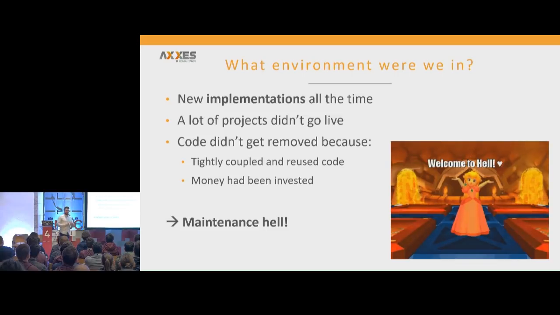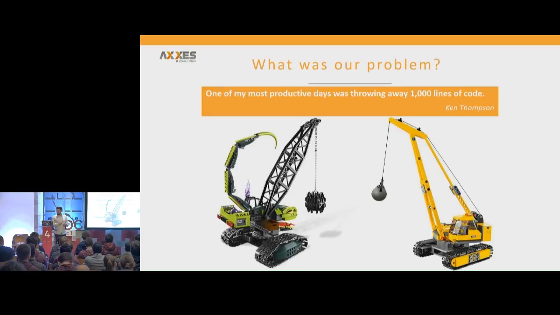I'm not the only one. I think we run into that all the time. So we had this huge maintenance hell because we had a lot of code that was written rather quickly because the deadline was overdue. And we couldn't throw it out of our code base, and it was all pretty tightly coupled. So it wasn't really a good place to be. And this is a quote from Ken Thompson. I'm sure a lot of you have heard it before. It's like the most productive day that he had was when he threw away 1,000 lines of code. And that's how I felt at that customer.